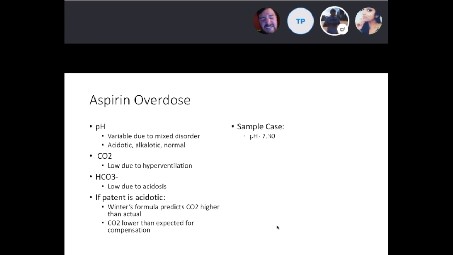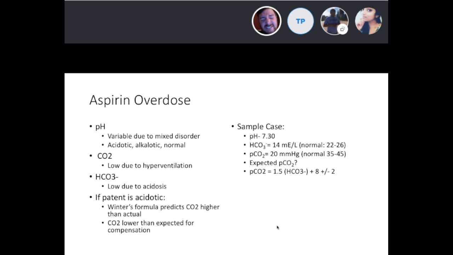So in a sample case, the patient has a pH of 7.3, bicarb of 14, and PCO2 of 20. What is the Winters formula test? So 14 plus 7 is 23 plus 8 is 31 plus or minus. I got 29 plus or minus 2. Oh, but I'm just dumb. So the range that you should expect, well, you had 31, right? Which is 27 to 31.